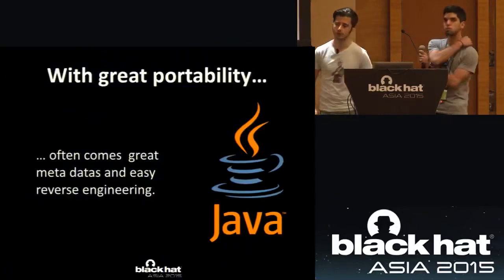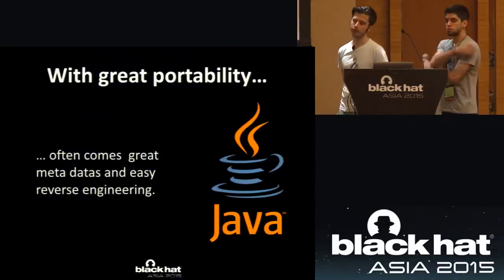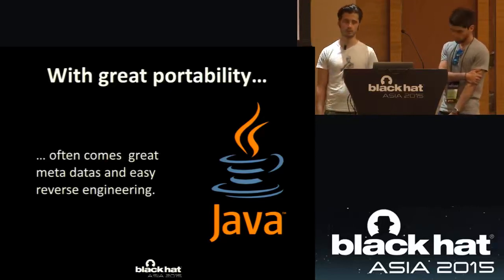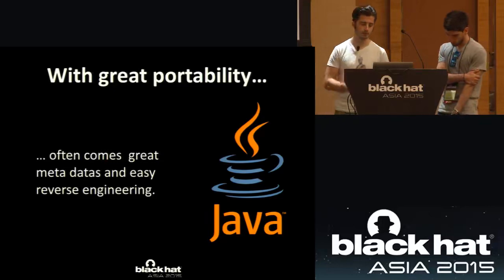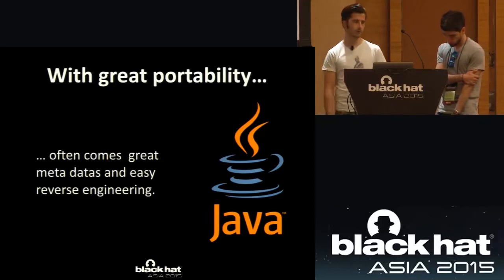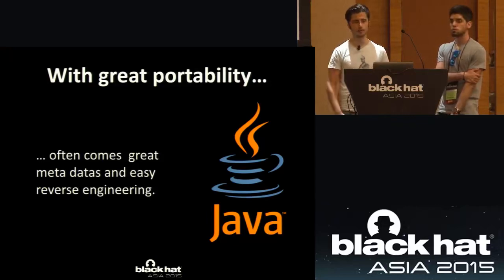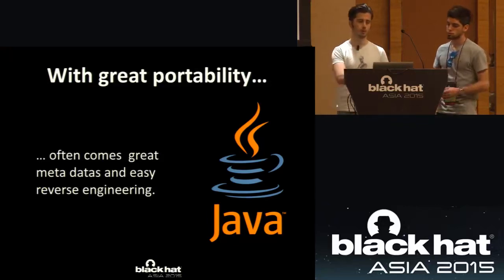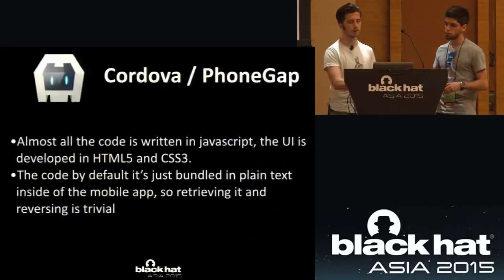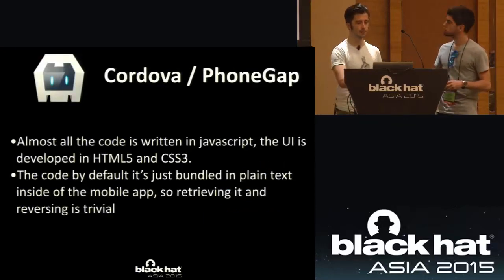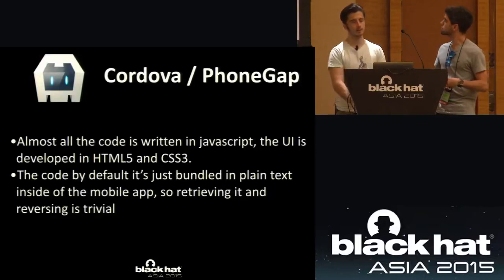As we said before, if you want great portability, you have to sacrifice something else. In order to achieve portability like the Java platform, you have to embed a lot of metadata, and so this implies an easier reverse engineering process because of the amount of information inside. So let's start with the easiest framework to extract the source code.